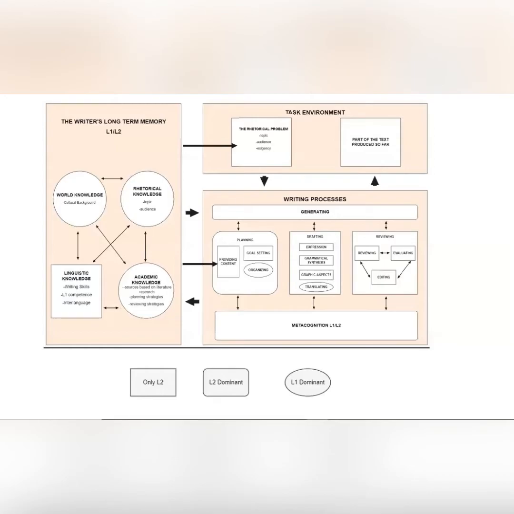In terms of the writer's long-term memory, we have 4 different aspects interacting with each other very recursively, because one gives some more information to the other, and so on. They are co-constructed, and we are focused on Hyland and Matsuda's cultural, educational, and linguistic background. That's the reason we created the academic knowledge and the world knowledge, and we complemented it with what we have in Flower and Hayes, which is the rhetorical knowledge and the linguistic knowledge, okay?